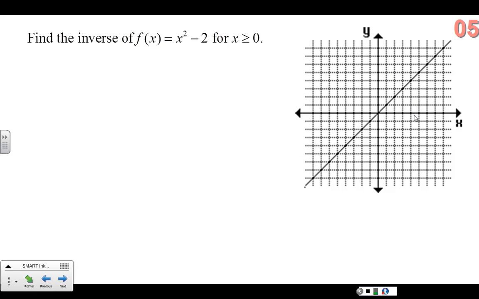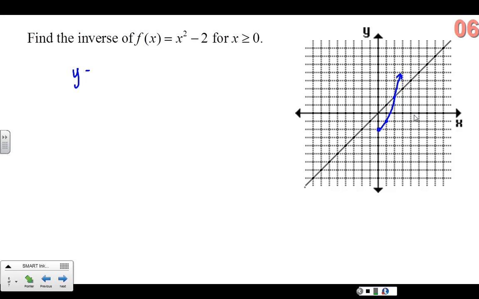Let's do another one that way. Find the inverse of the function f of x equals x squared minus 2 for x greater than or equal to 0. So they've got a restricted domain here. We know that f of x equals x squared minus 2 is the parabola shifted down 2. X greater than or equal to 0 means we're just going to talk about the right-hand side of it. So let's find its inverse.